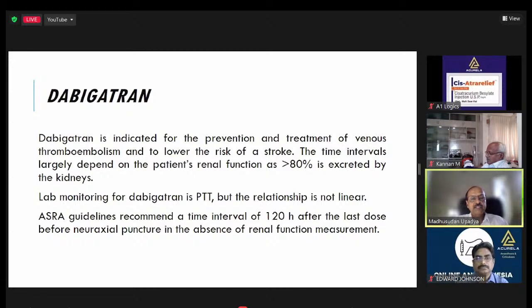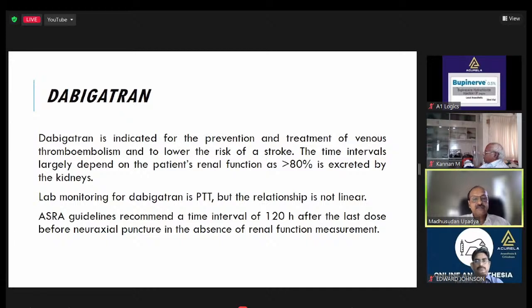Dabigatran is indicated for the prevention and treatment of venous thromboembolism and to lower the risk of a stroke. The time intervals largely depend on the patient's renal function, as 80% is excreted by the kidneys. Lab monitoring is basically PTT, but the relationship is not linear. Therefore, you cannot just go by the PTT to look at the effectiveness of the dabigatran.